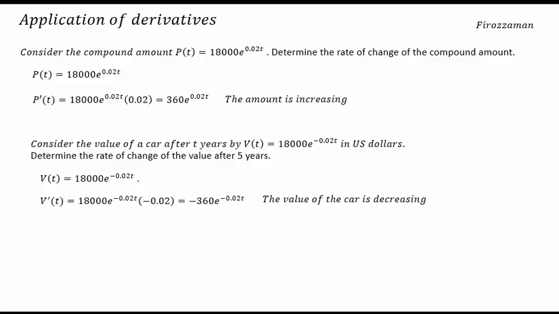That means the rate of change of the value of the car is decreasing. Negative, meaning the value is decreasing. After 5 years, the value of the car decreases by, you just replace t by 5 and simplify, $325.74 approximately.